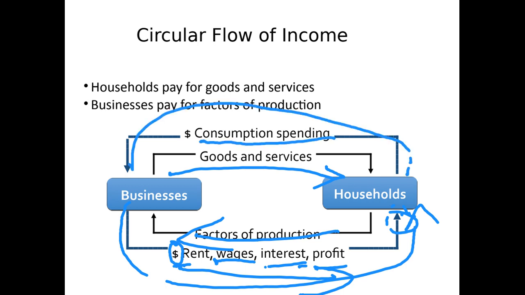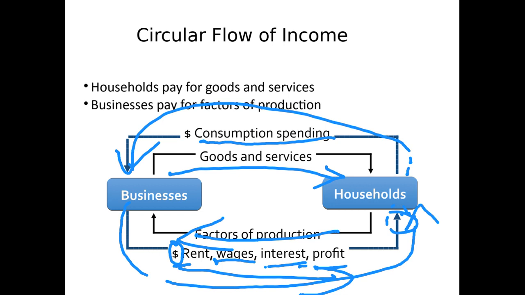And this money is going from household sector to business sector. So look at this. There is a circular flow. So I am paying money to buy goods and services, and businesses or firms are paying money to buy our services in terms of factors of production. So there's a circular flow.